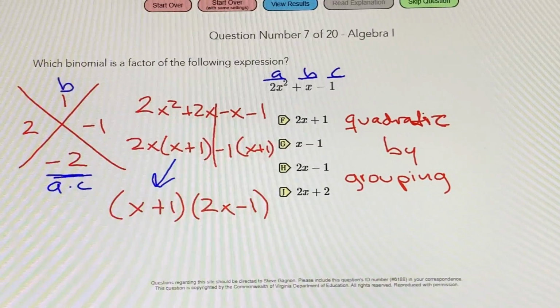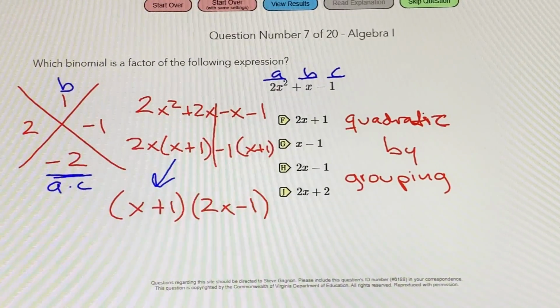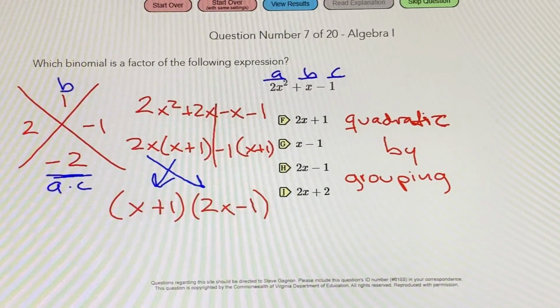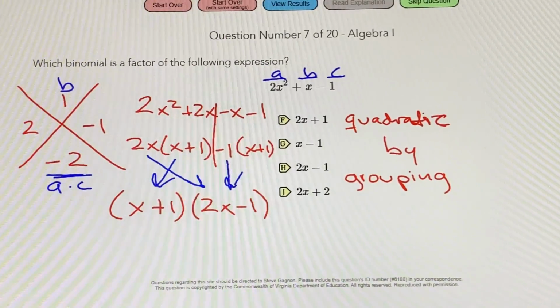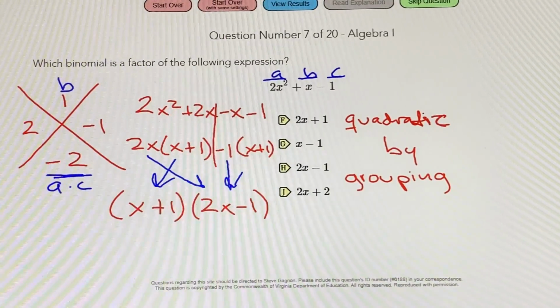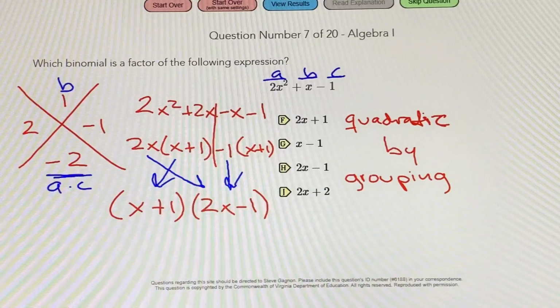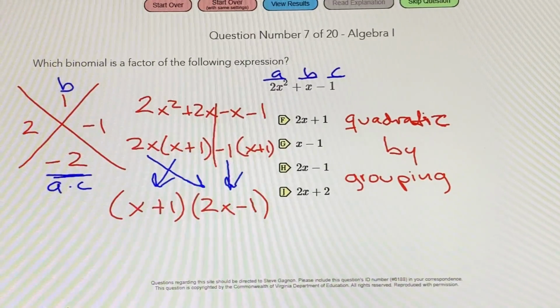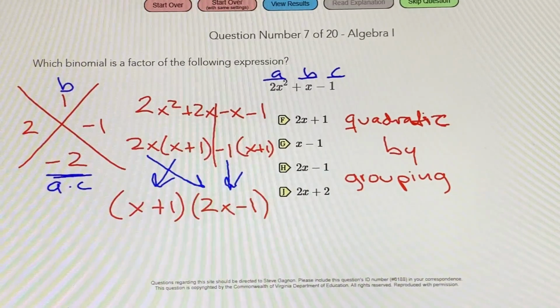Now the other part of the answer is the outsiders, 2x minus 1. So the outsiders are this one and this one. Can you see it? So 2x minus 1. Now these are the two factors of the answer. Let's go check in the answers. Which one of these factors is the answer? So we have x plus 1, no. 2x minus 1, yes, is h.